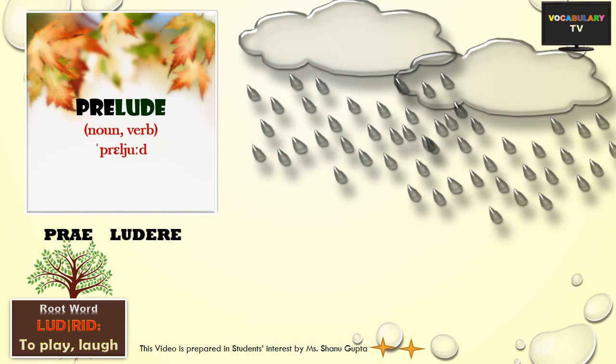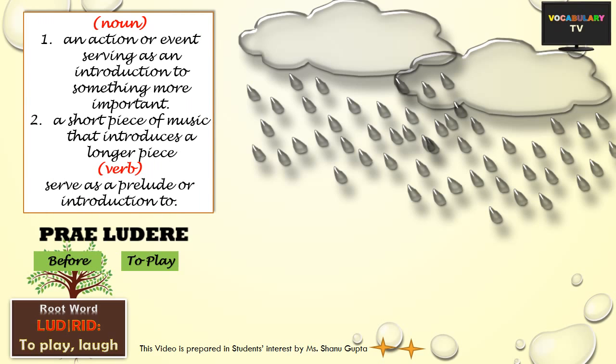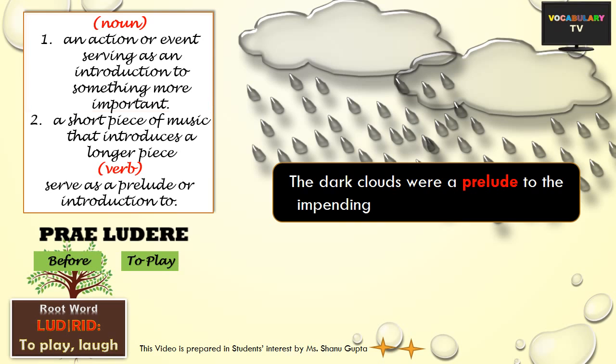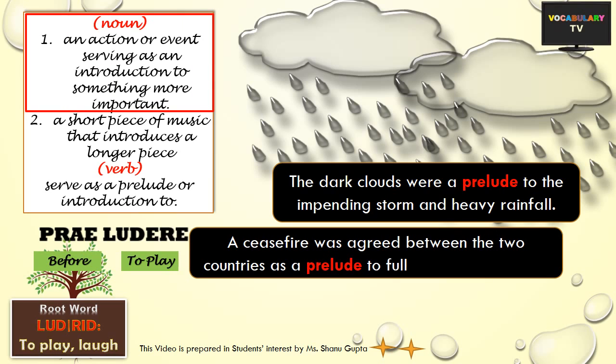Next word is prelude. The meaning is an easy one to guess. The word prelude literally means to play before and generally refers to an action or event serving as an introduction to something more important. An example sentence is, the dark clouds were a prelude to the impending storm and heavy rainfall. Or better still, a ceasefire was agreed between the two countries as a prelude to full peace negotiations.